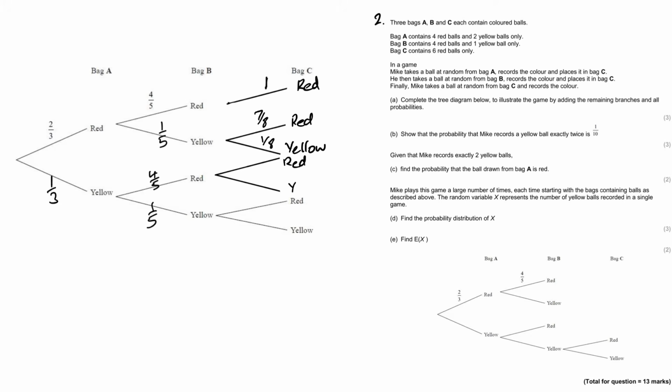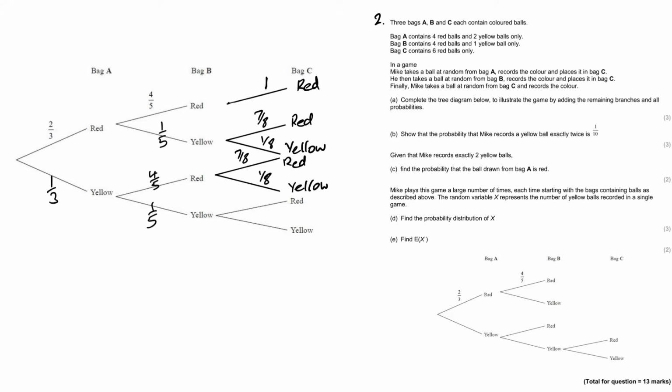Just put my red and yellows in for the next line. Then looking at the next one, we've got a yellow and a red. So again, we're going to have 7 red and 1 yellow. And then looking at the final 2 here, we've got yellow and a yellow. So we've got 2 yellows.